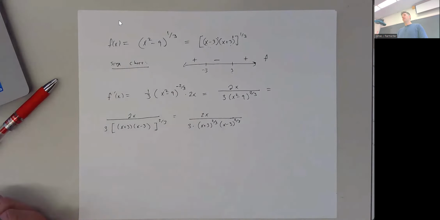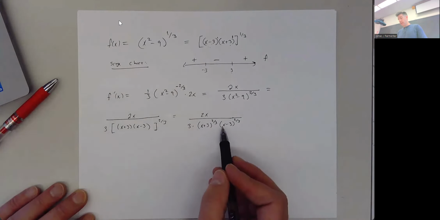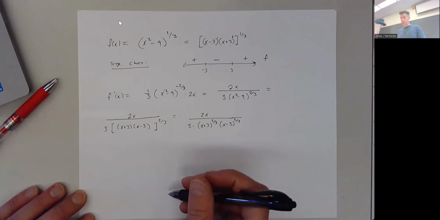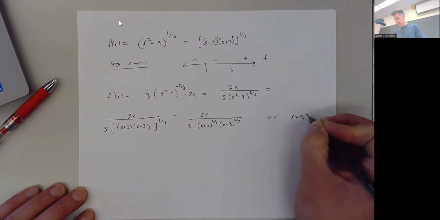Okay, show me on your fingers, how many critical points do I have? Yeah, I think that looks good. We definitely have 3. -3 is still a critical point, +3 is a critical point, and 0 is also going to be a critical point. So my critical points or critical values are x equal to 0, 3, and -3.